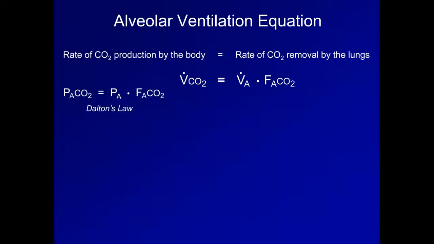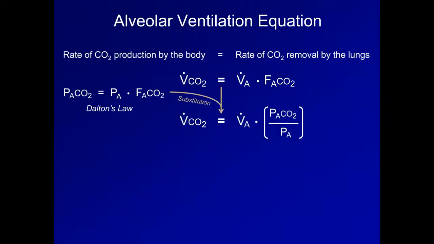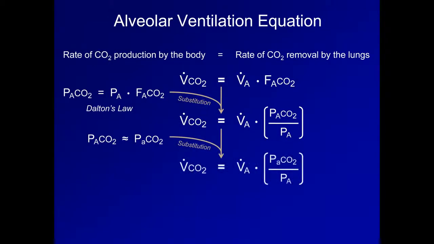From Dalton's law, we know that P big A CO2 equals P big A times F big A CO2. Therefore, using substitution, we can say that V dot CO2 equals alveolar ventilation times P big A CO2 divided by intraalveolar pressure. As has been empirically demonstrated, in humans alveolar CO2 is in equilibrium with arterial CO2. That is, there is no AA gradient with respect to carbon dioxide, even in most pathologic states. Therefore, P big A CO2 is approximately equal to P little a CO2. So we'll make a simple substitution like so.